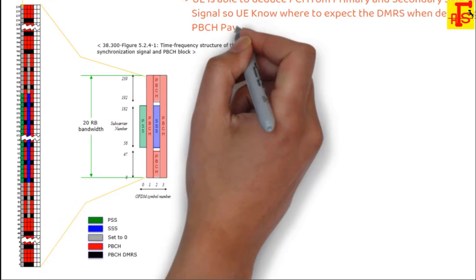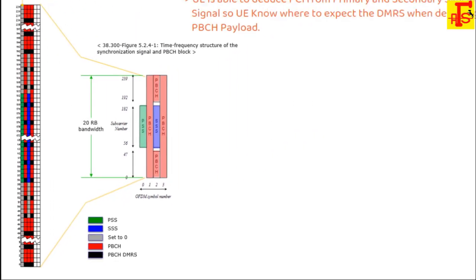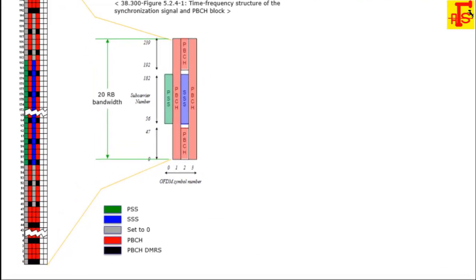If we define PBCH DMRS, we can say PBCH DMRS is a special type of physical layer signal which functions as a reference signal for decoding PBCH. It is a signal that is used to decode the PBCH. In LTE we don't have this special type of signal, because in LTE we use CRS, cell-specific reference signal, for PBCH decoding.